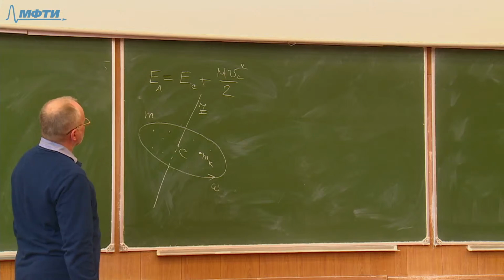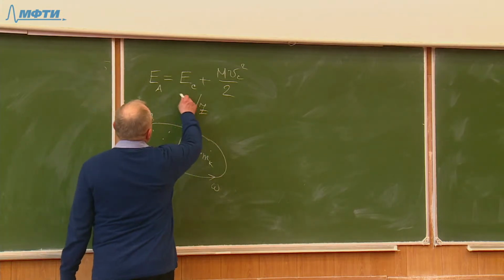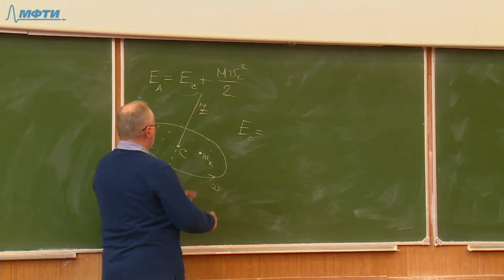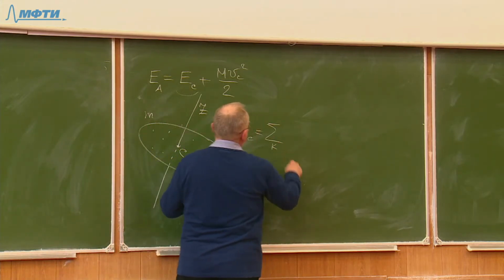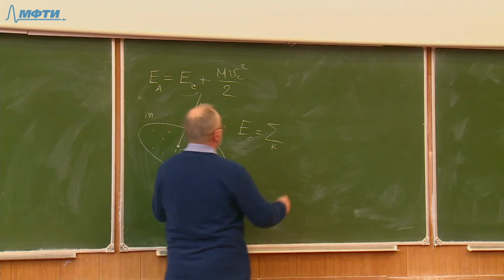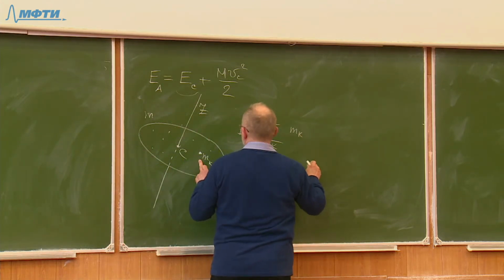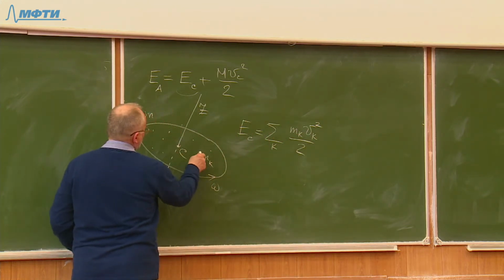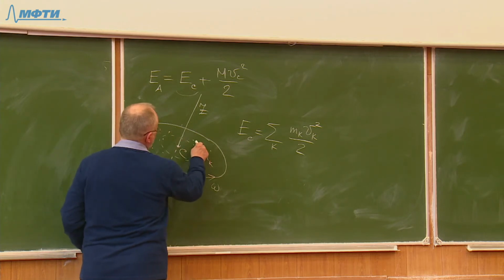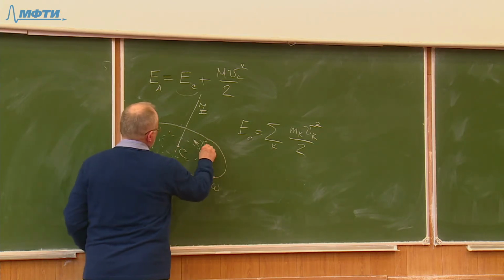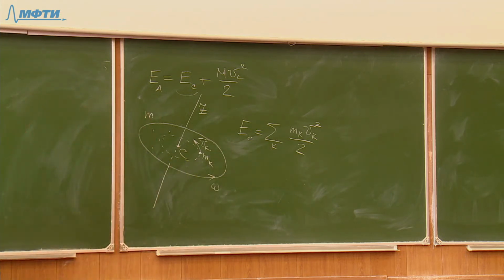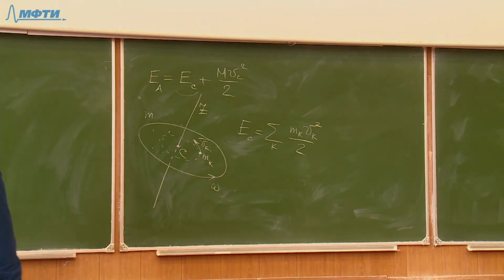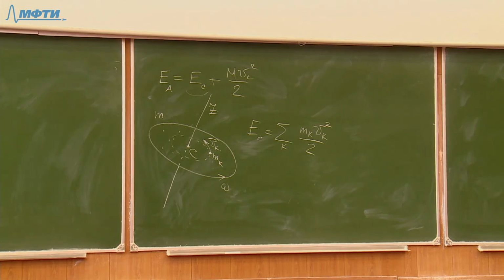Then, in this case, the kinetic energy in the center of mass system will be the sum of kinetic energies of all the points of this body, and each point will have kinetic energy m_k times its own velocity squared over 2, and the velocity of this point may be shown here like some vector. This point also goes along its circular trajectory. And different points have different velocities and different masses.